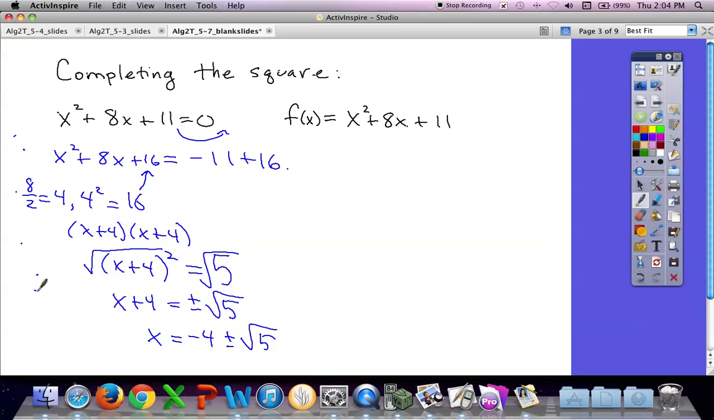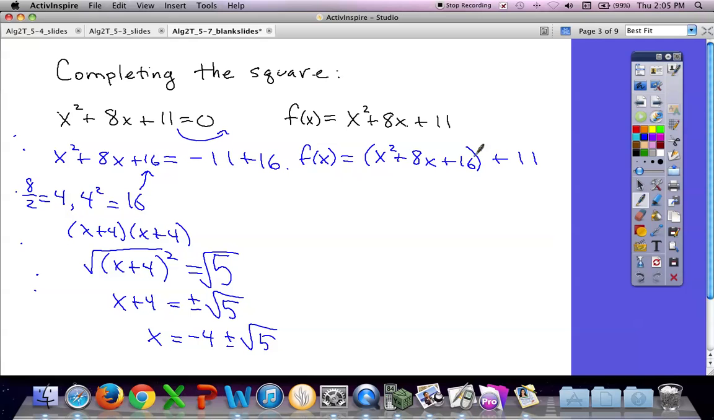Okay, now let's see how the same thing works when you're trying to put it in vertex form. f of x equals, parentheses, x squared plus 8x. Leave your space for the third number. Leave the 11 outside. Now we have to go through the completing the square process to find that third number. It's the same expression, so we do the same thing. Half of 8 is 4. 4 squared is 16. Add 16.